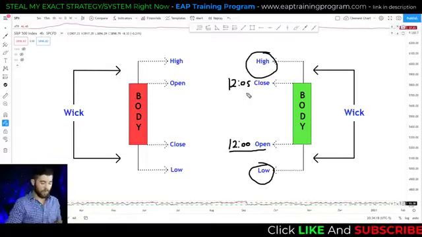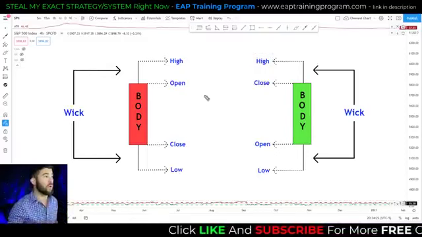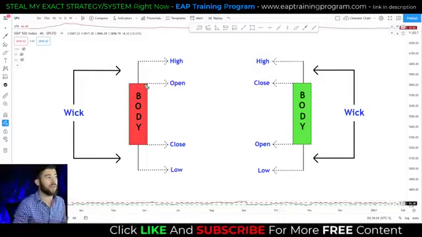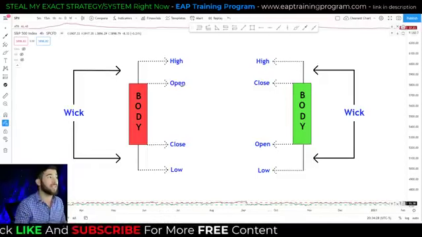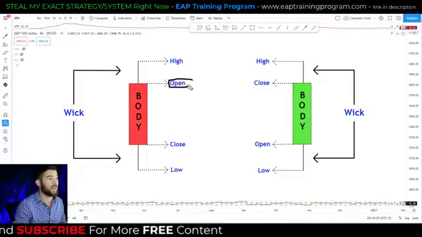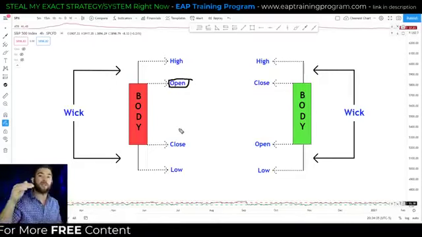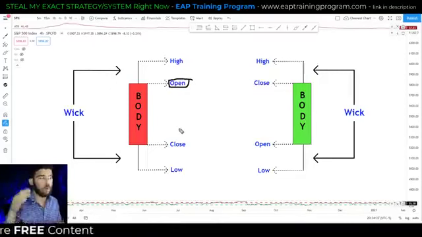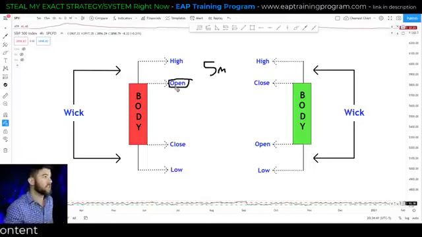A red candle represents when price went down during that period of time. So for a red candle, we would have an open at the top of the body. This is the only difference between the two candles. The open is at the top of the body of a red candle because it represents a period where price closed below where it opened, or went lower during, let's say, a 5-minute chart. So the open is there.